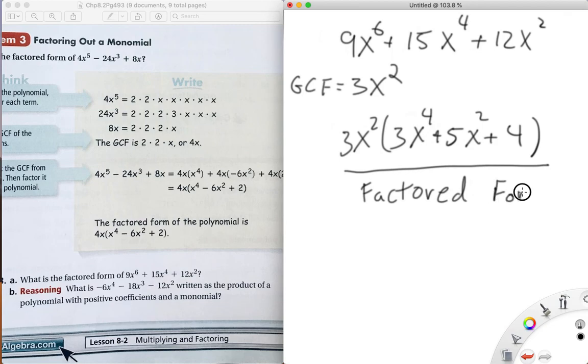And if you want to check to see that it works, you can do the distributive property and see if you get the original term. So 3x squared times 3x to the fourth gives me 9x to the sixth. 3x squared times 5x squared gives me 15x to the 4. And then 3x squared times 4 gives me 12x squared. So it works. So this is the factored form of that particular trinomial.